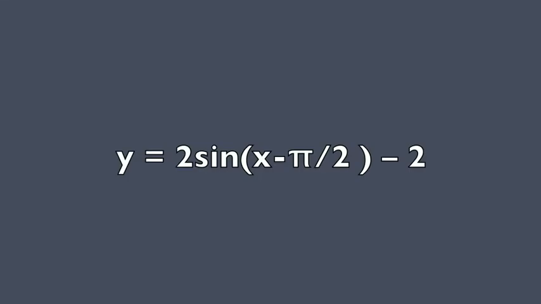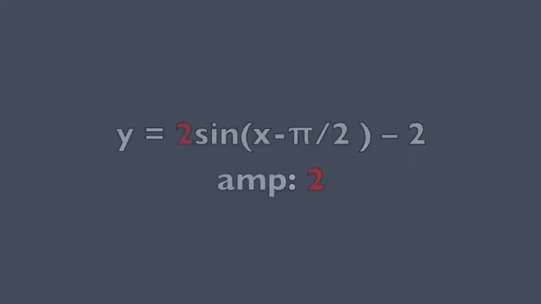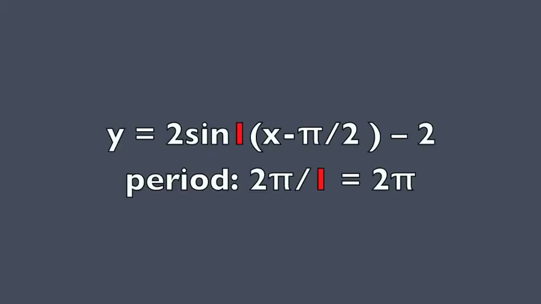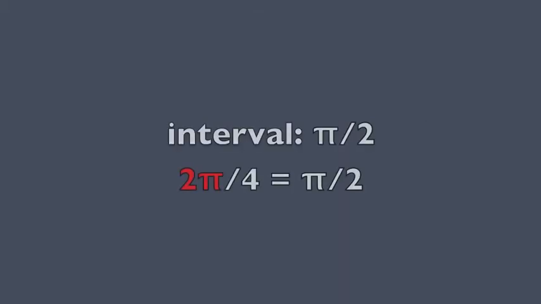Now let's try graphing y equals 2 sine of x minus pi over 2, minus 2, by finding the amplitude, period, interval, and horizontal and vertical shift. The amplitude is 2, so stretch the graph 2 units vertically. The period is 2 pi because 2 pi over 1 equals 2 pi. There is no horizontal stretch in this function. The interval is pi over 2 because 2 pi over 4 equals pi over 2. Plot the points using these increments.